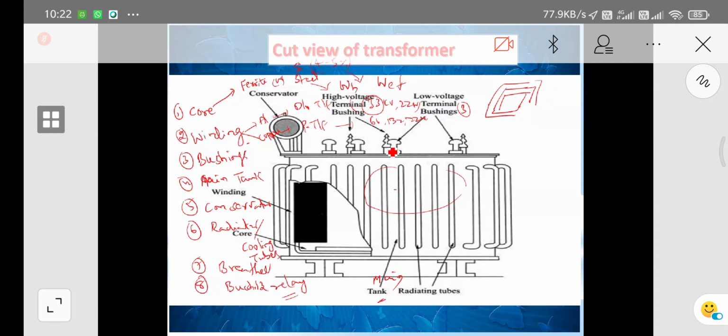Along with the bushings, what is the function of bushings here? Anybody? What is the function of bushings?